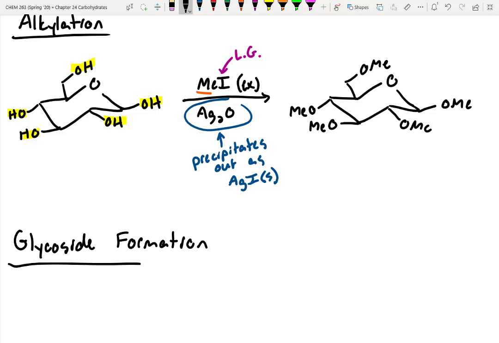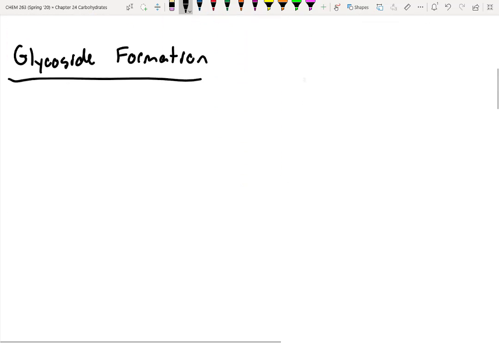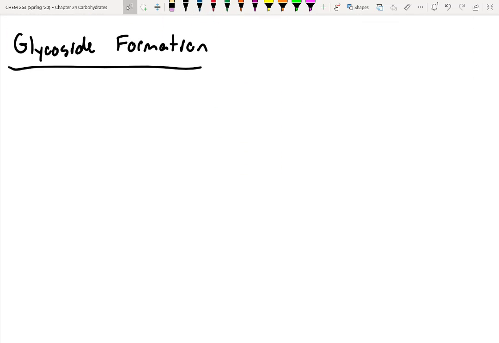And this one's a lot more common because it's more selective, meaning it's not going to react with all of the alcohols, it's only going to react with one of them. So let's go ahead and see how this works. All right, so again, I'm just going to use beta D-glucose as my starting material.